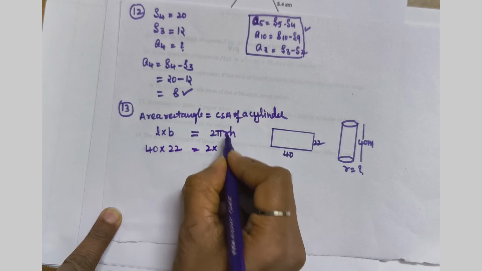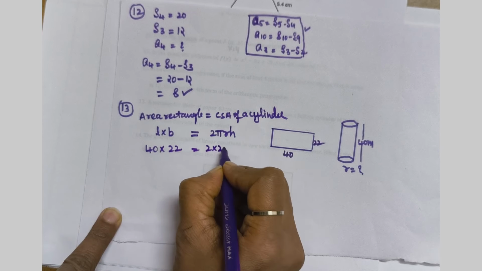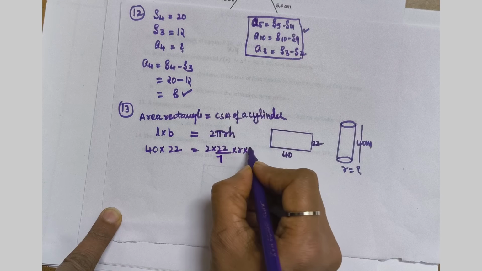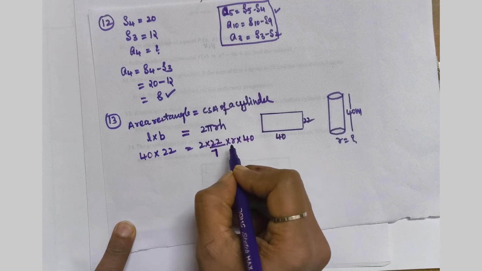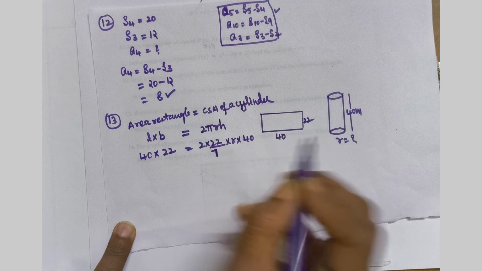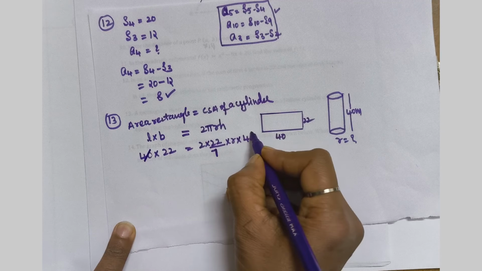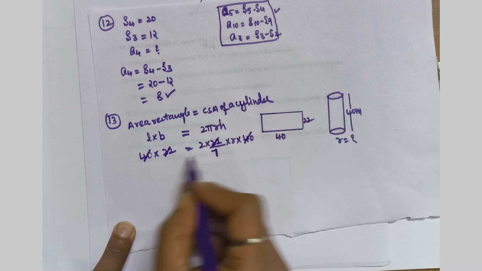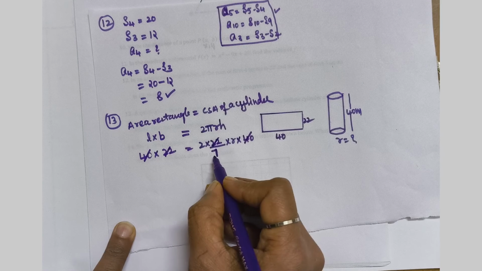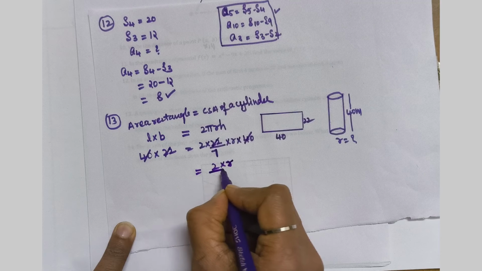2 into pi value 22 by 7, into radius, which we have to find, into height. Height is 40, so 40. Now see what we will do. Radius remains; any cancellation chances? 40 cancels, and 22 cancels. What remains is R by 2 by 7: here 2 remains upstairs into R, and here 7 remains.